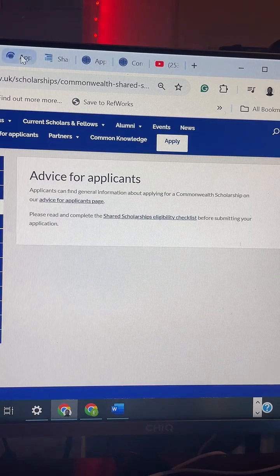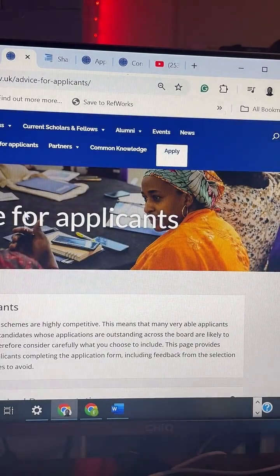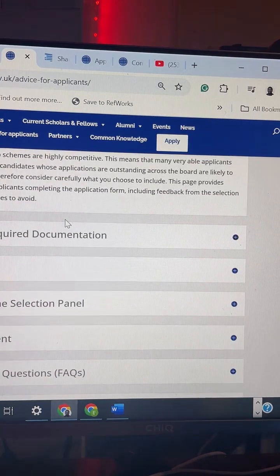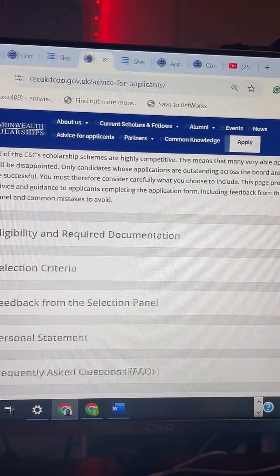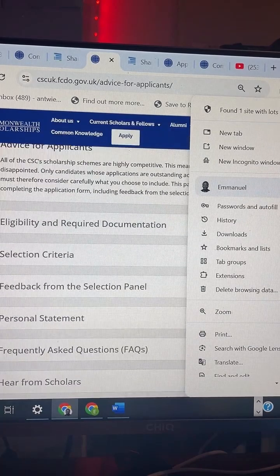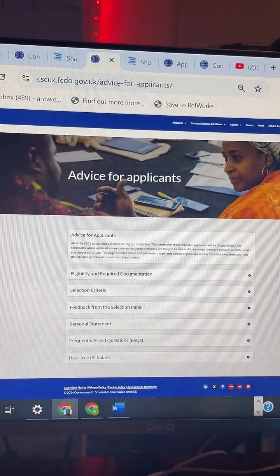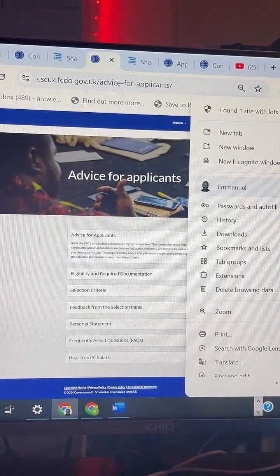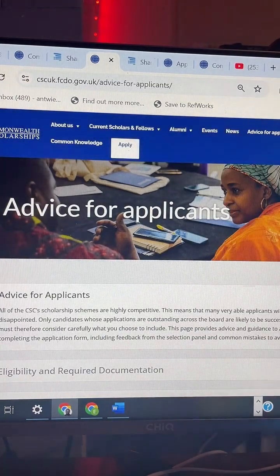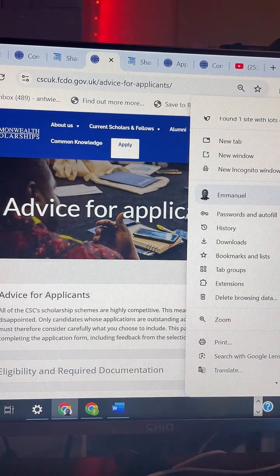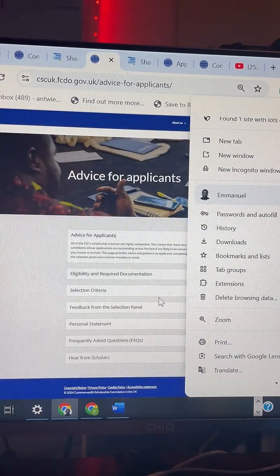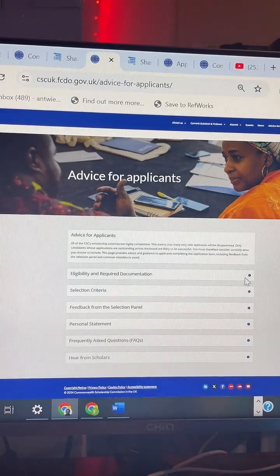Now let's look at the advice for applicants. This is all information that is very important that we need to notice before we go ahead and make any mistakes in our application. So let me open advice for applicants. So this helps to answer a lot of questions that you may be having.